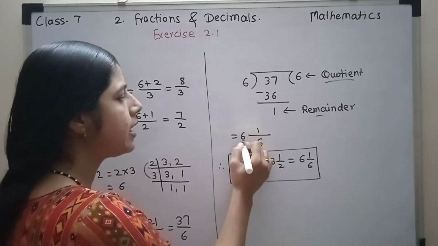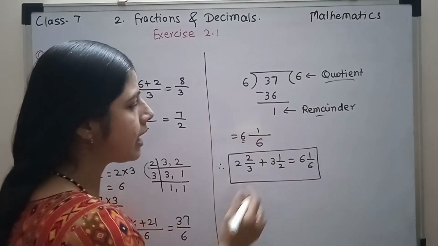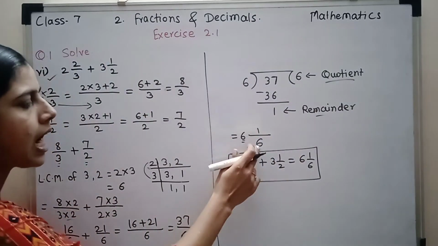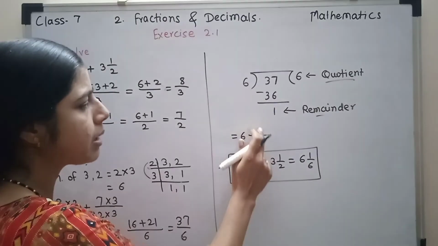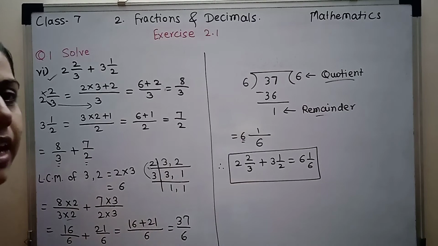So how to write? Here we need to write the quotient, which is 6. Here we need to write the remainder. Denominator will remain as it is. So the answer is what? 6 1/6. And obviously, whenever you get the answer, you always highlight your answer.